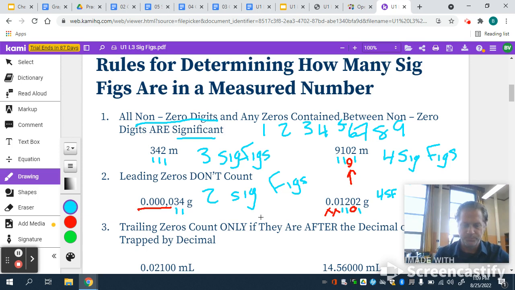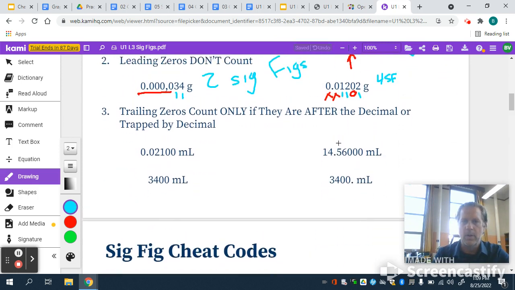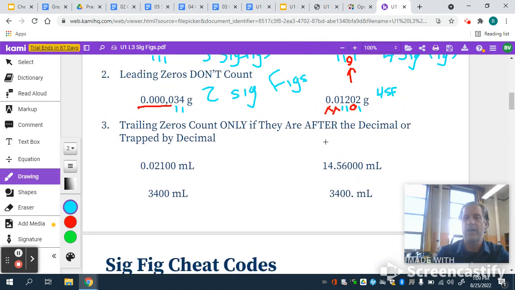Okay. And then the next part about this is going to be what we do with zeros at the end of a number. So trailing zeros only are significant. So let's see, trailing zeros, or zeros at the end of a number, are only significant if they're after a decimal or if they're trapped by a decimal.